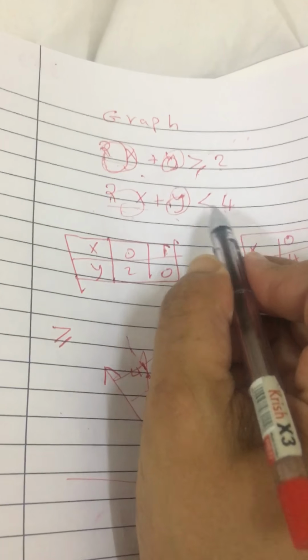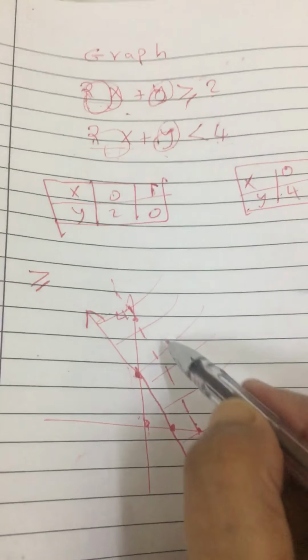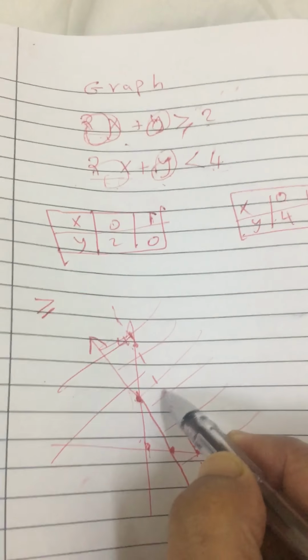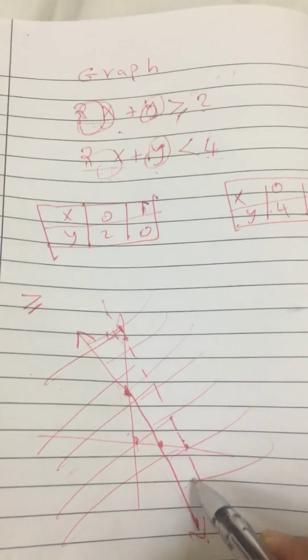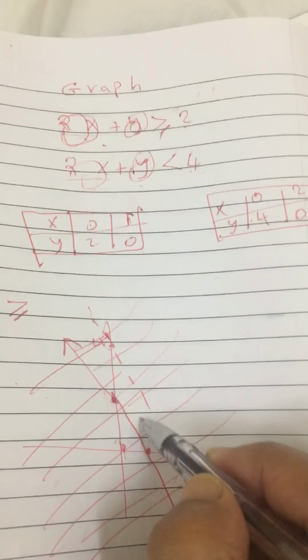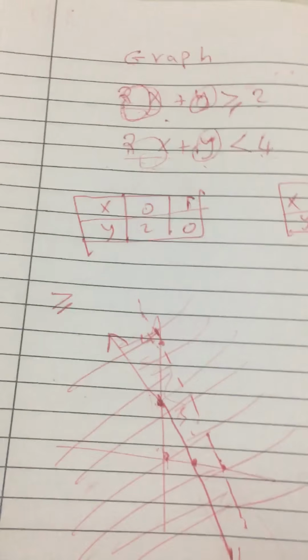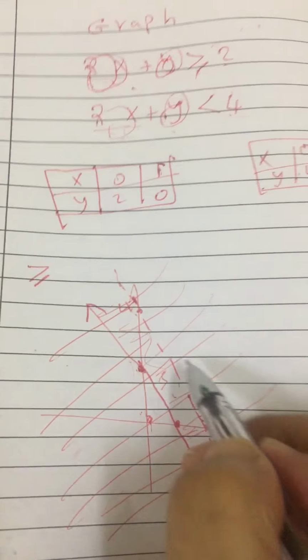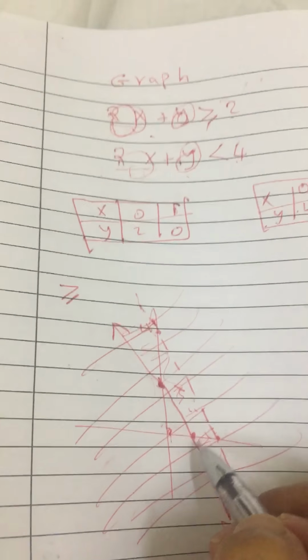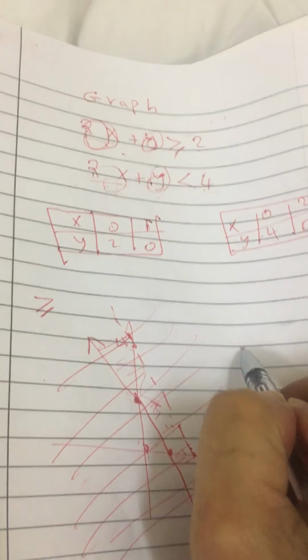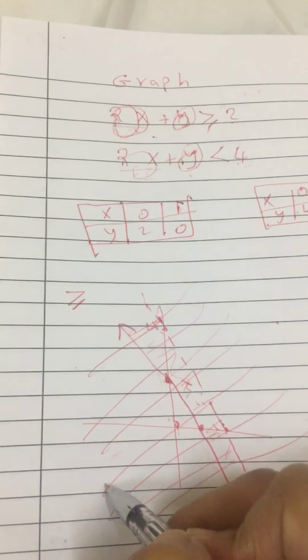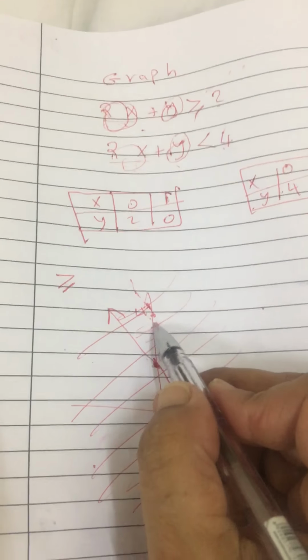Zero less than 4, yeah, so I will shade. This is the solution set, 2 colors. This area is the solution set, because 2 colors. Any number here is in the solution set. Any number here, no, it is not a solution. Only 2 colors. You can use 2 colors in the exam.